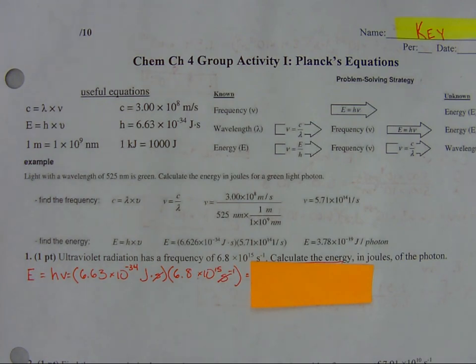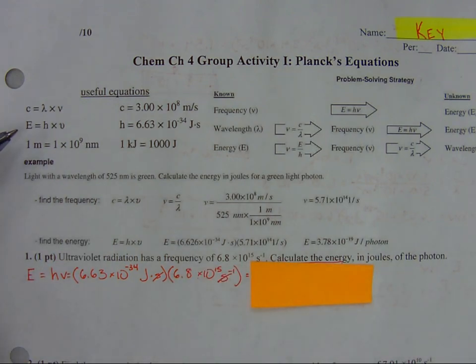Ultraviolet radiation has a frequency, again, I might not know what that is, of 6.8 times 10 to the 15th per second, or hertz. Calculate the energy in joules of that photon. Now we know that we're supposed to calculate energy here, right? And the unit's supposed to be joules.